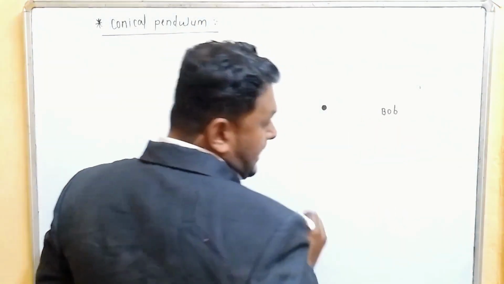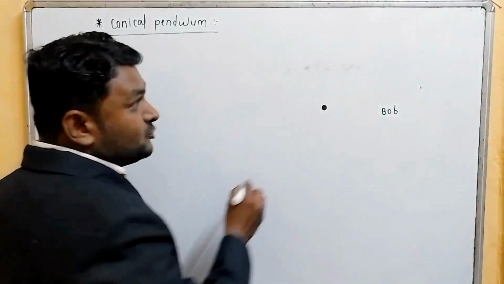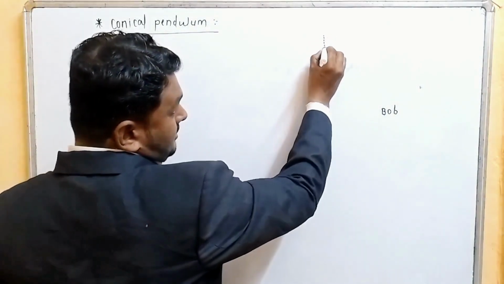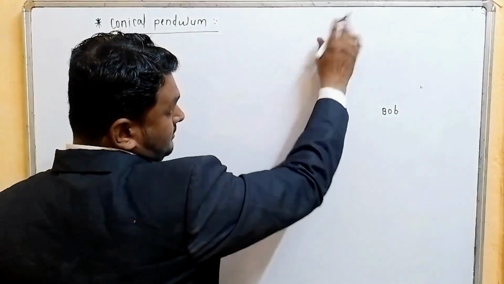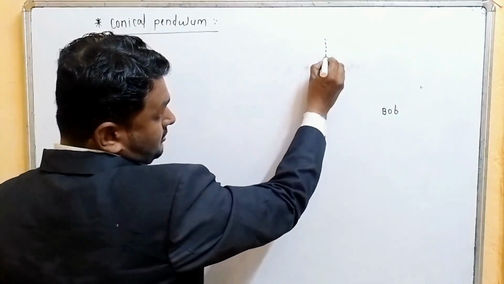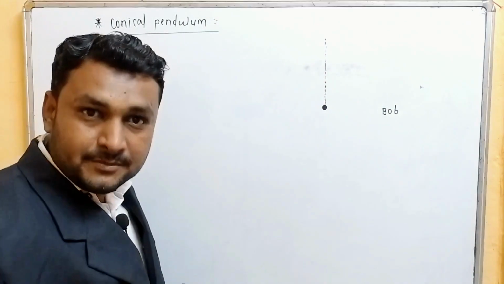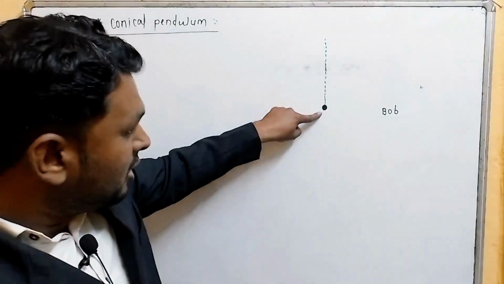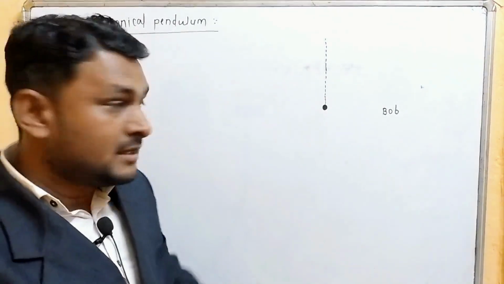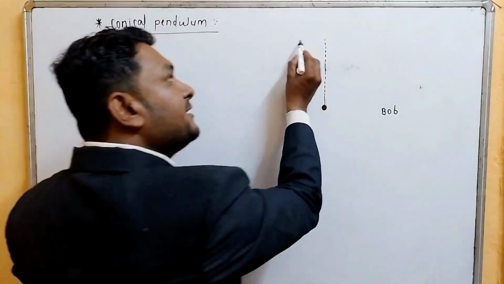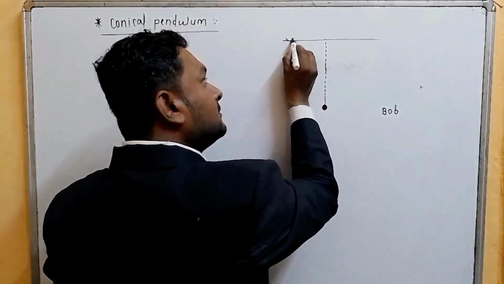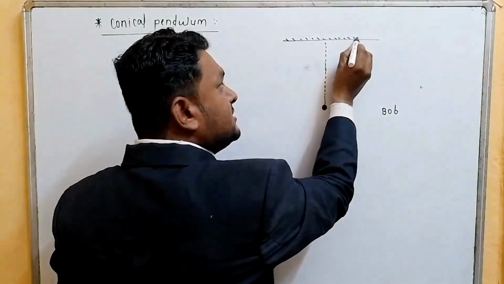And this bob is connected to a long, flexible, massless, inextensible string. So this bob is connected to this string and both are suspended from a rigid support. So this is the rigid support.